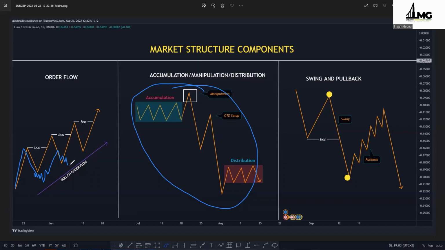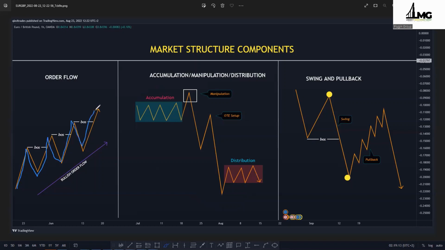Let me try to go through this again. From the order flow, we see price swing, pullback, swing, pullback, swing, pullback, swing, confirming that we're in a bullish trend, breaking structure to the upside, making higher highs and higher lows. So within this order flow, we see price swinging and pulling back.